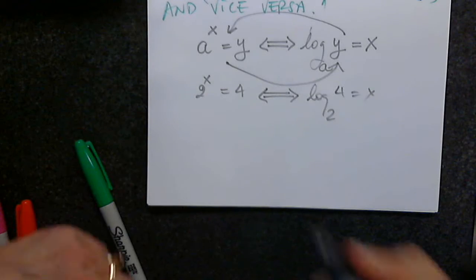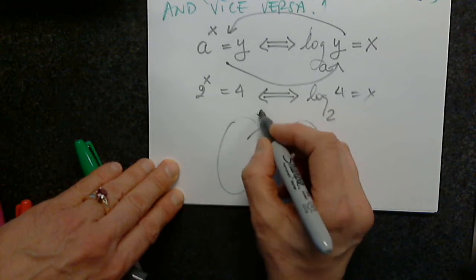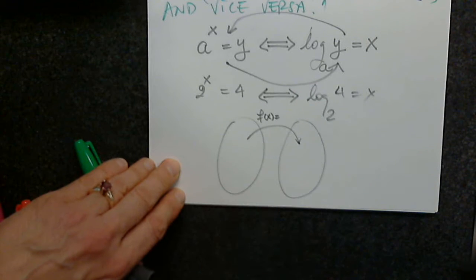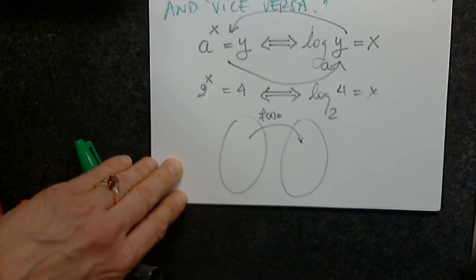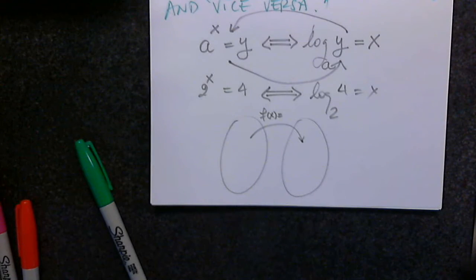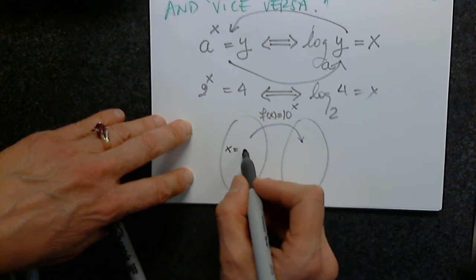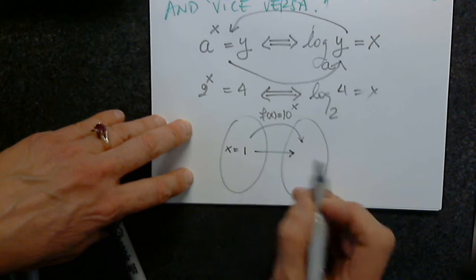So let's look at a function. Give me an exponential function f of x equals any exponential function you can think of. We looked at a few. We looked at one with base 2. We looked at one with base 3. We looked at one with base e. We looked at one with base 10. Yeah. 10 raised to the x, fine. So let's say x equals 1. What will be the y value?